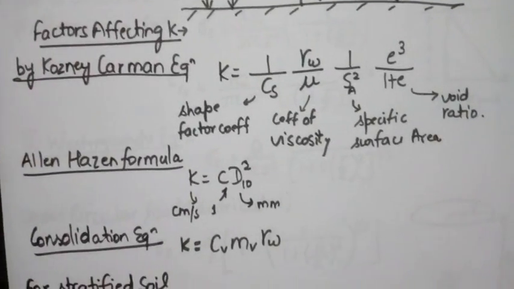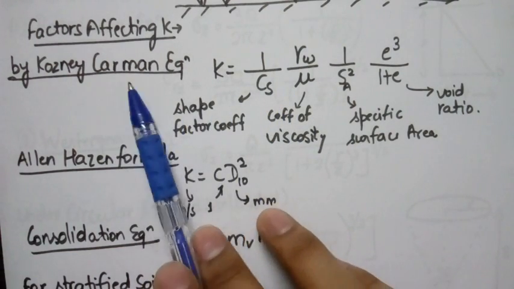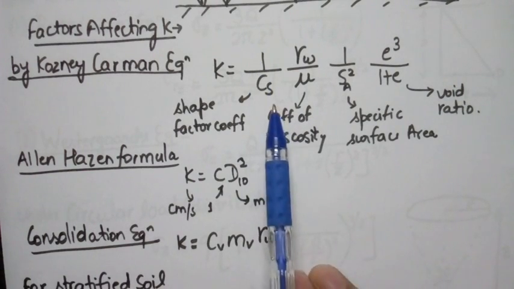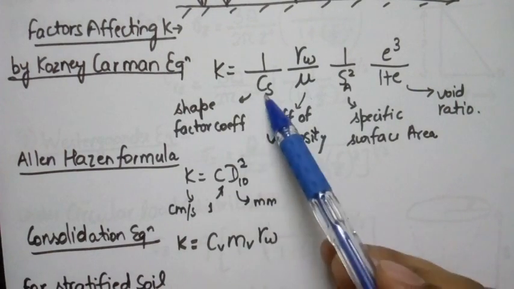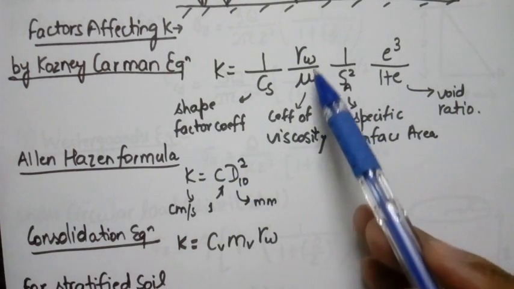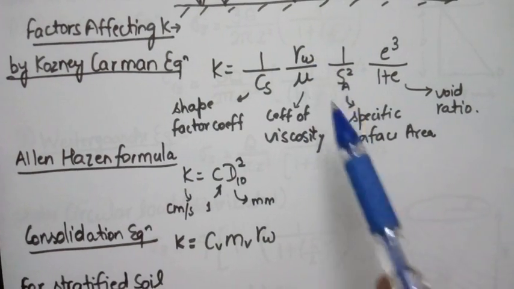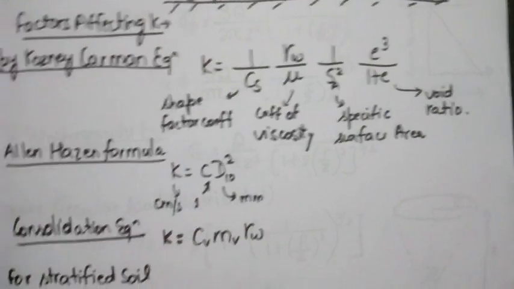Now moving on to factors affecting coefficient of permeability. We use the Kozeny-Carman equation to find out the factors affecting K. This is 1 upon Cs, gamma W upon mu, 1 upon Sa square, e cube upon 1 plus e. Cs is the shape factor coefficient. In this, mu is the coefficient of viscosity and gamma W is the unit weight of water. Sa is the specific surface area, e is the void ratio.